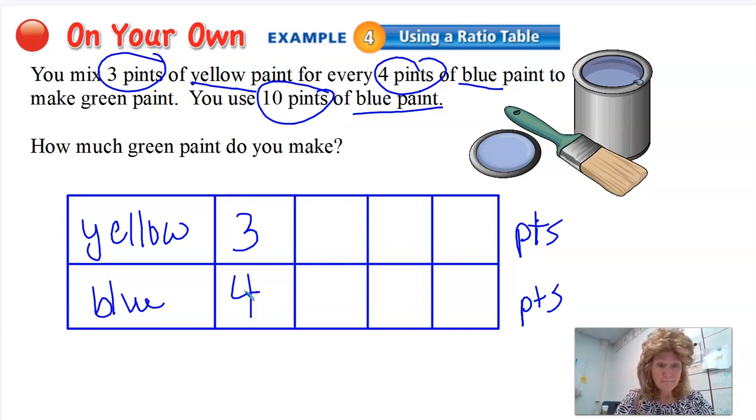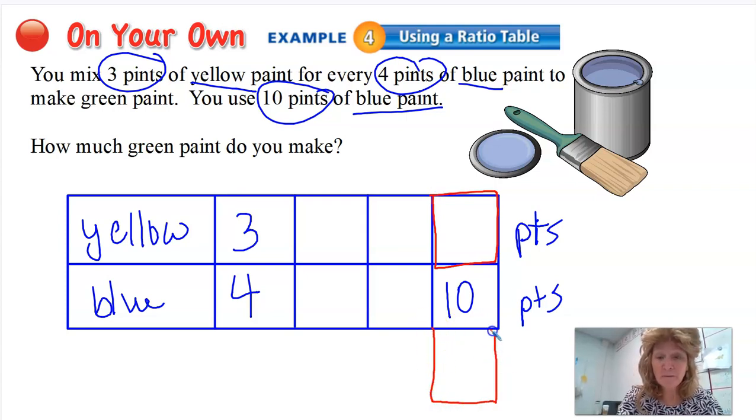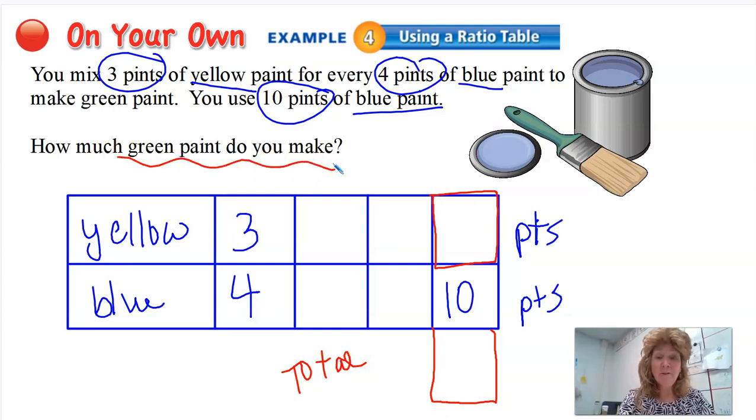Now, let's see. I need to fill in 10 pints of blue, so here is my 10. That means what's missing is how much yellow I make, and I need to have a total here. So I'm going to write this at the bottom because the question says, how much green paint did you make? I already know it's more than 10 because there's 10 pints of blue. Now I need to figure out what ratio of yellow goes in, and then I have to add those up.